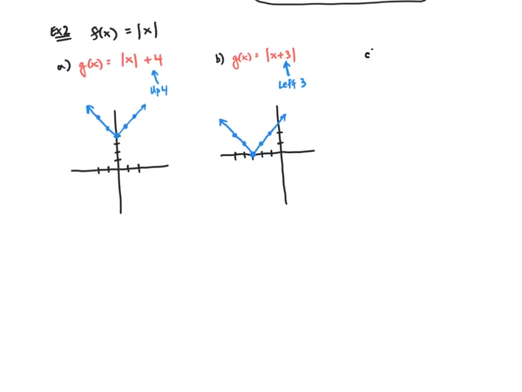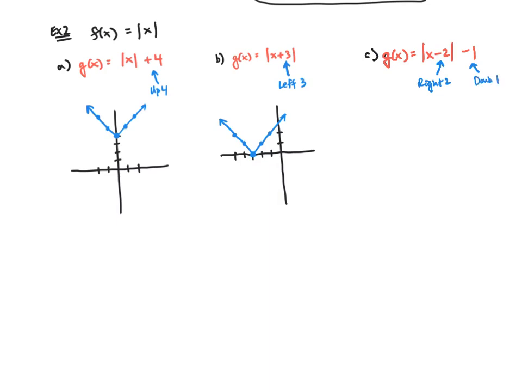Let's look at one more. What about if we have g of x equals the absolute value of x minus 2, minus 1? All right, well, now we have 2 transformations. I have this minus 2 on the inside, so that's going to shift it 2 units to the right. And then I have this minus 1 outside, so that's going to shift it down 1 unit.